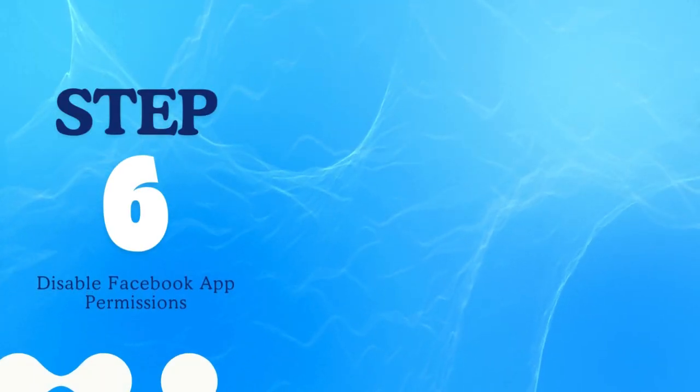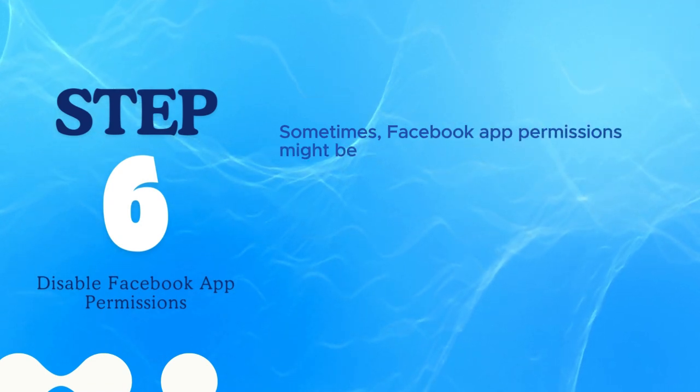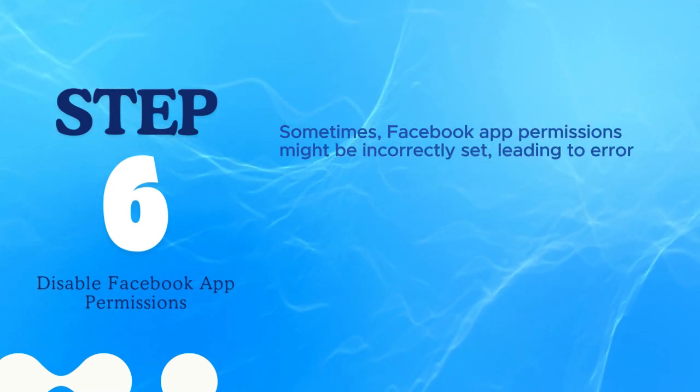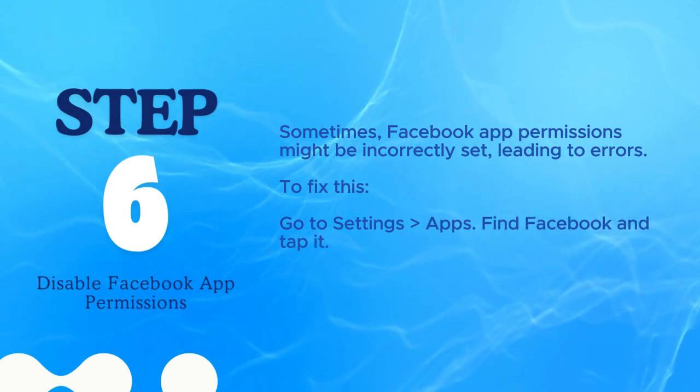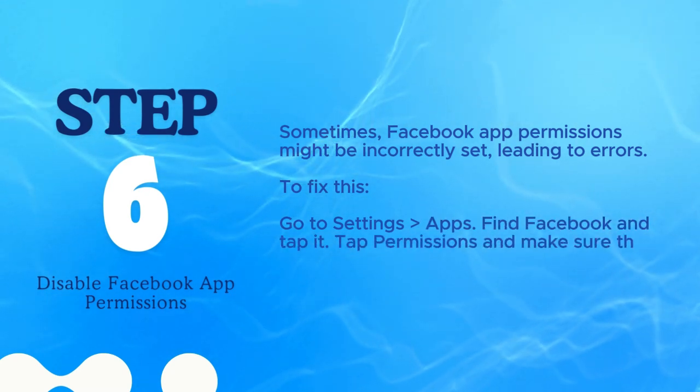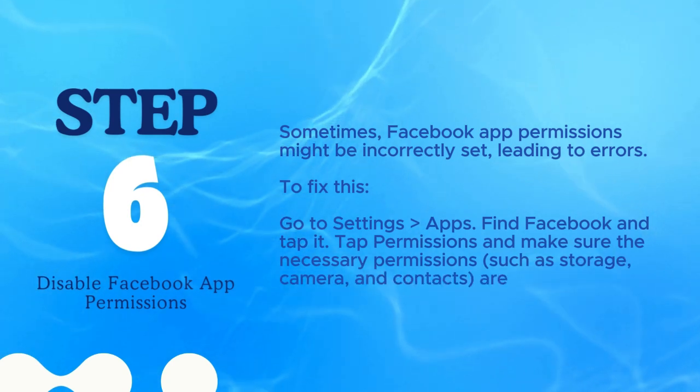Step 6. Disable Facebook app permissions for Android. Sometimes, Facebook app permissions might be incorrectly set, leading to errors. To fix this, go to Settings, Apps. Find Facebook and tap it. Tap Permissions and make sure the necessary permissions such as storage, camera, and contacts are enabled.